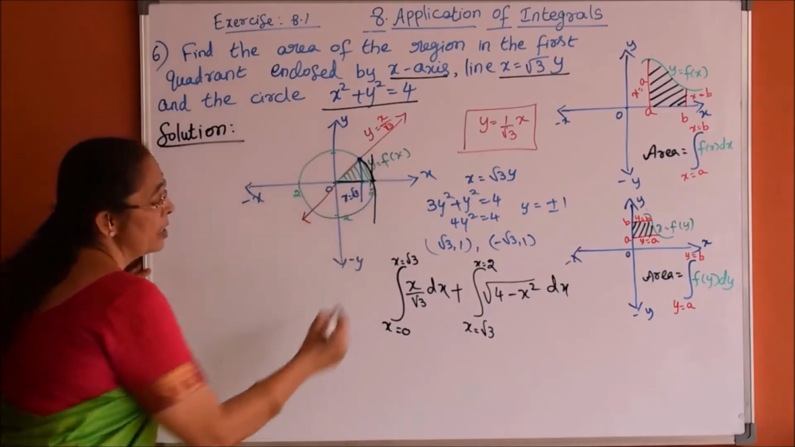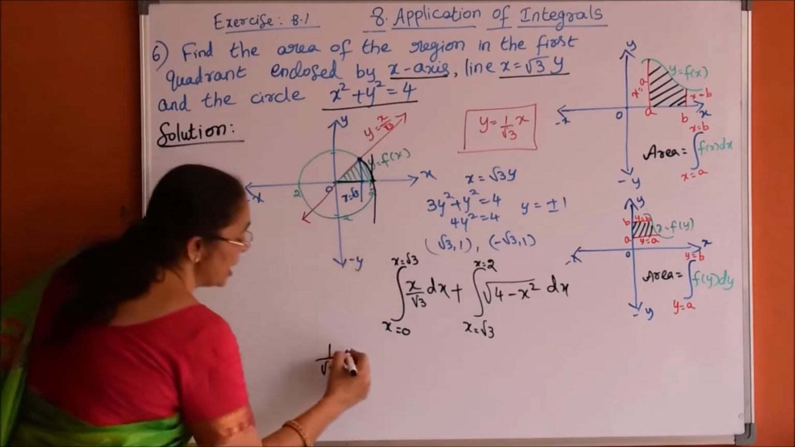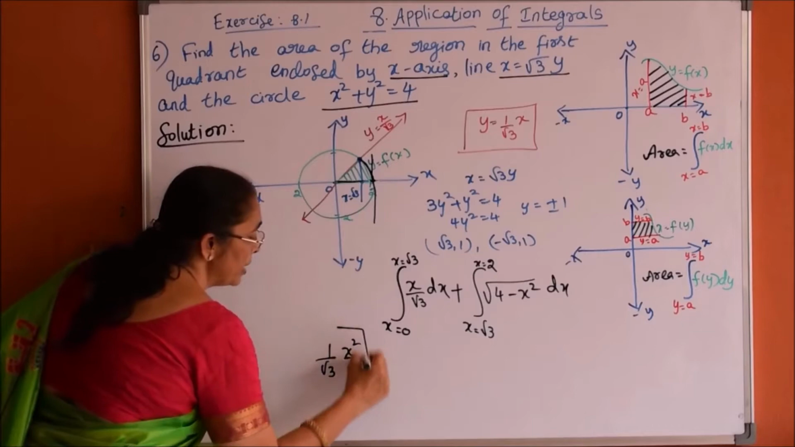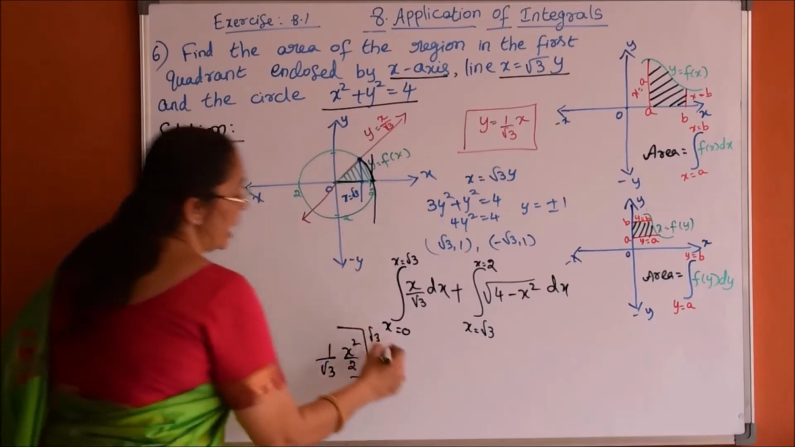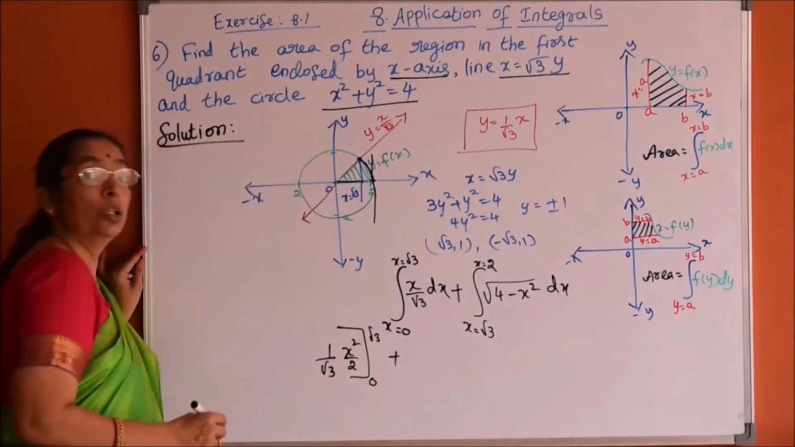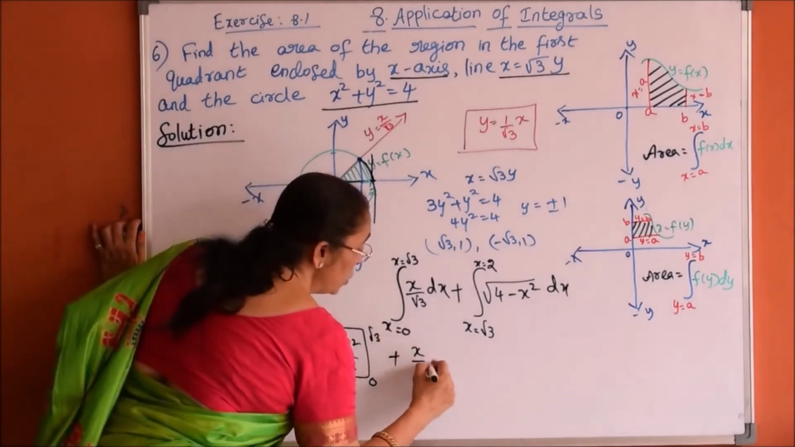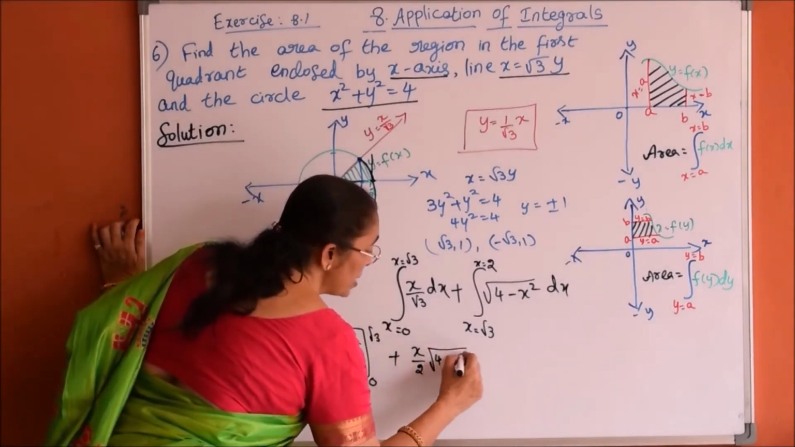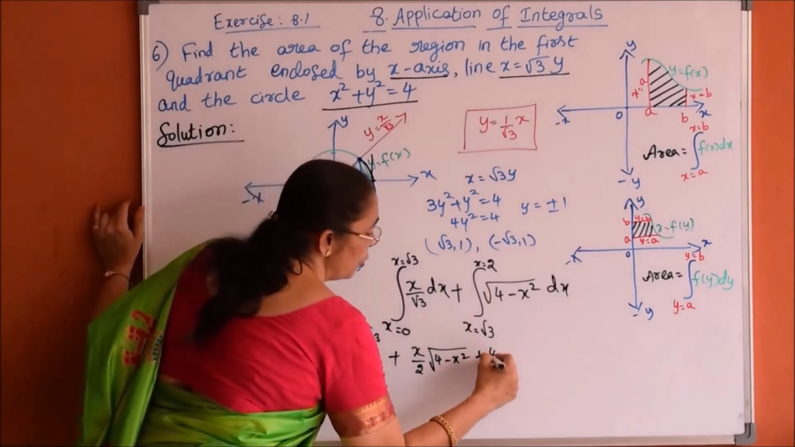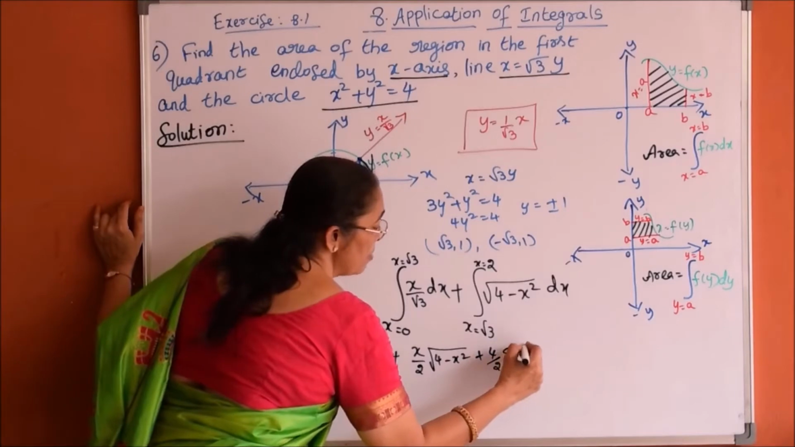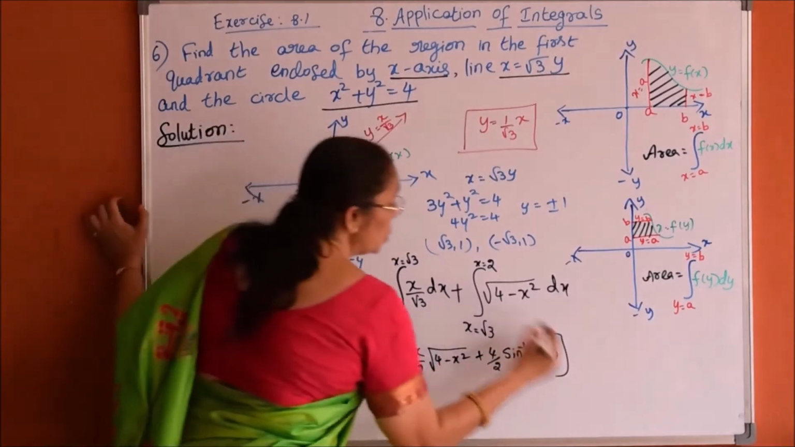So, for the first one, 1 by root 3 is outside, integration of x dx is x square by 2 and the limits are from 0 to root 3. Now, for the second part, we are going to use the formula for root over a square minus x square, which is nothing but x by 2 root over a square minus x square plus a square by 2. Here a square is 4, so 4 by 2 sine inverse of x by a. The limits are from root 3 to 2 for this.